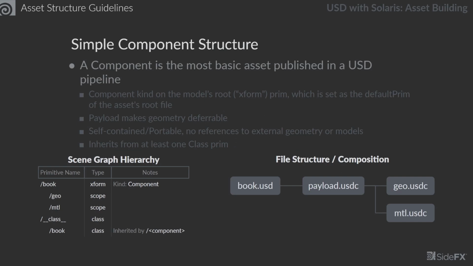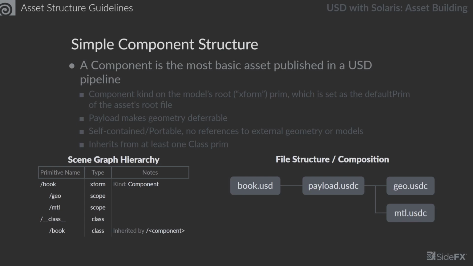So first, let's just talk about the most simple component structure that we're going to make here. Obviously, like we said, this is the most basic asset published in a USD pipeline, these components. The component kind is always on the root of your primitive. You can see that right here in our scene graph hierarchy that I've got laid out here. So if we were making something like a book, it would be a transform, and its kind would be component. So that would be the root of our model, and that's going to be where we put the component kind. We also are going to have a payload inside of there.